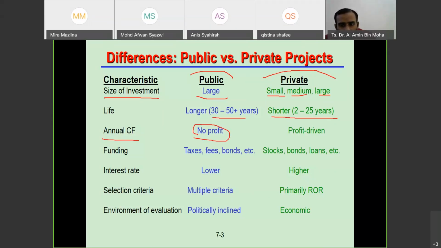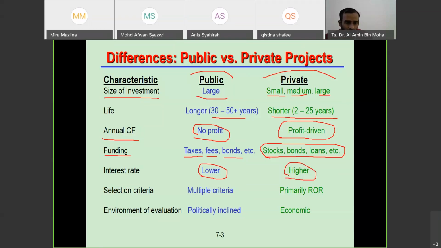But the private one is profit driven, as I explained before. So how is the funding usually given? Based on taxes, fees, bonds, and so on. Private has some similar funding: stocks, bonds, loans, and so on. And for government projects, usually the interest rates are lower, because they are not doing it for profit, and for the private, it is usually higher compared to the public.